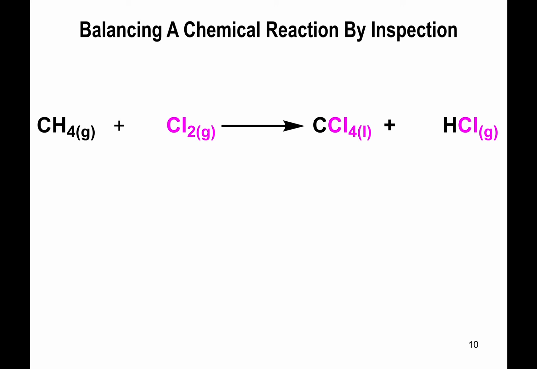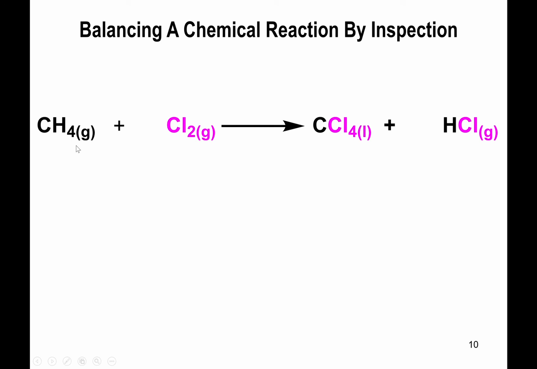So here we go. Now, the way you do this by inspection is by looking at elements within the molecules, and the idea is that you want to have an element, like if you focus on carbons, for instance, that's only present in one molecule on the reactant side and only one molecule on the product side. Carbon fits that profile because it's present only once in CH4 on the left side and only in CCl4 on the product side.